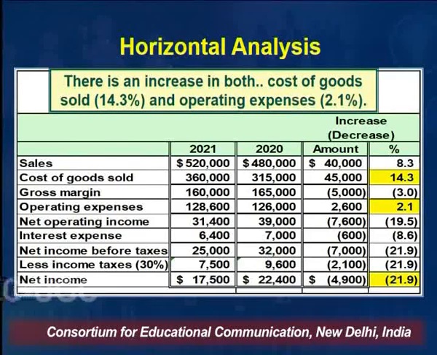Now this is something which you never get from your financial statement. Your profit and loss account or your income statement is not going to tell you that this is the reason for your shortfall in profit. But here, with the help of the comparative financial statement, we are able to find that your net income has declined due to 2 important reasons. One is your cost of goods sold has increased and your operating expenses have also increased, by 14.3% and 2.1% respectively. So this is the way we have to draw inferences out of this kind of analysis.